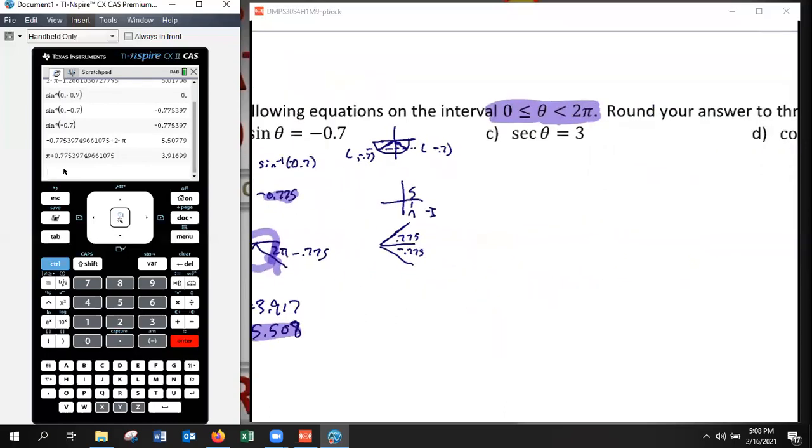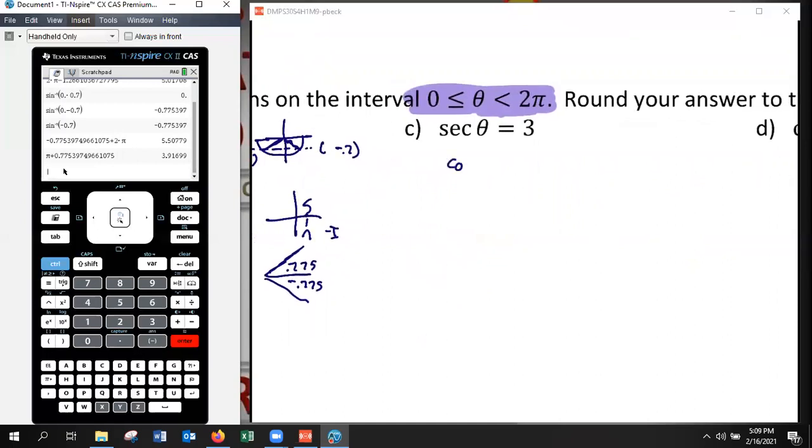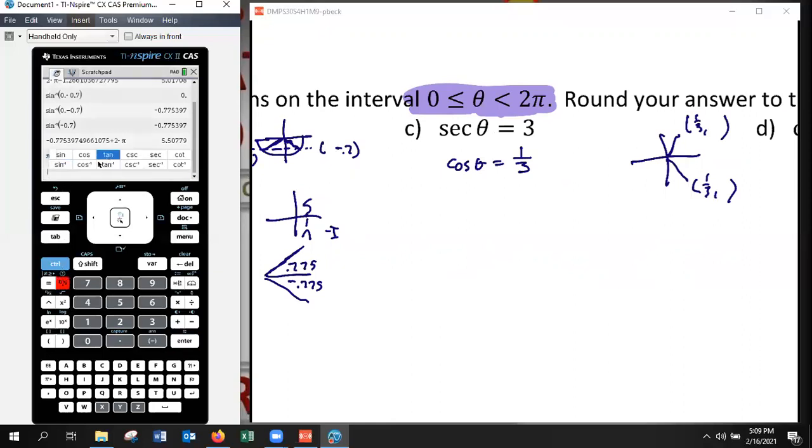Secant of theta equals 3. If you remember, we did this in 7.2. This is where the cosine ratio is going to be the reciprocal. So where does cosine equal 1/3? As I'm looking at this, cosine is 1/3 in quadrant 1 and quadrant 4 again. So cosine is where the x value is 1/3. So inverse cosine of 1/3.